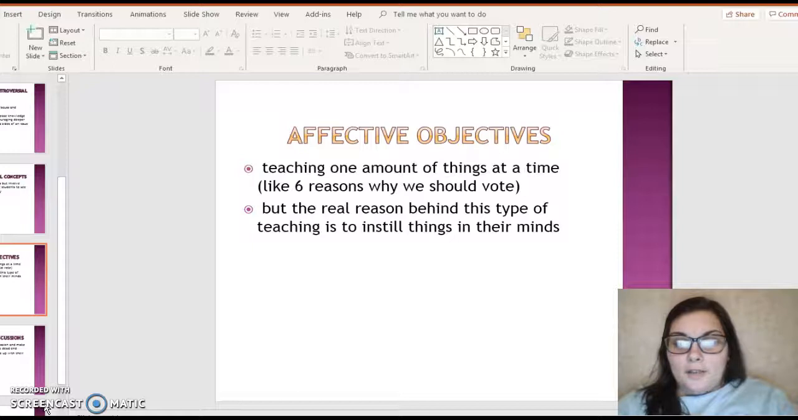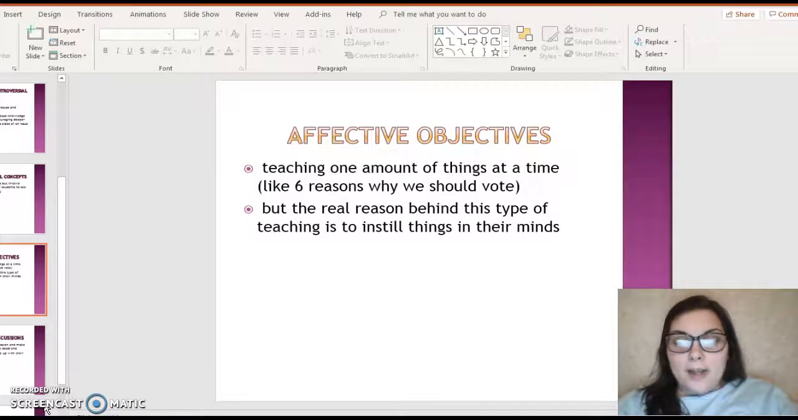Effective objectives. Teaching one amount of things at a time. An example of that is like 6 reasons why we should vote. Like, you're teaching the kids about voting, but you're teaching them the 6 reasons why we should vote and why we have the right to vote.